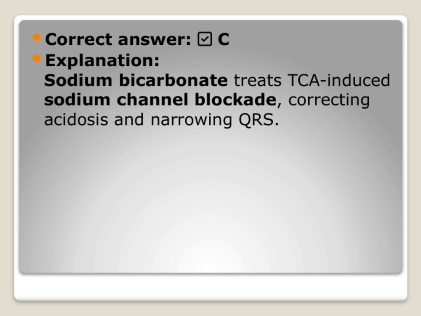Sodium bicarbonate works by helping to reverse the sodium channel blockade, which in turn narrows the QRS complex and corrects the acidosis. This is crucial because narrowing the QRS reduces the risk of arrhythmias and other complications. So, in the context of TCA poisoning, administering sodium bicarbonate addresses both the electrical instability and the metabolic disturbance. Remember, this approach is central to managing these cases effectively and preventing more severe cardiac issues.